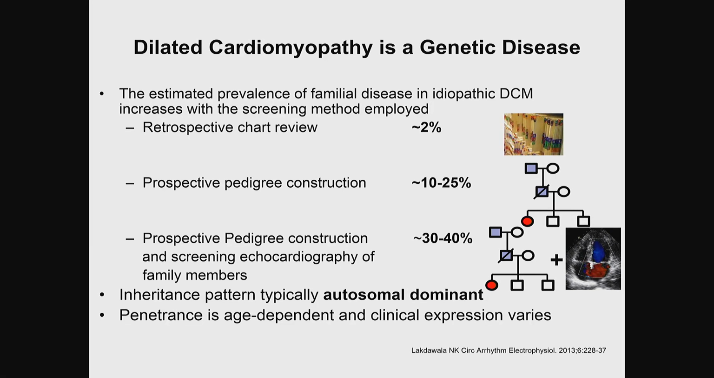However, when prospective pedigree construction was performed, and then combining careful family history with echocardiographic screening of first-degree family members, up to 30 or 40% of previously considered idiopathic DCM is recategorized as familial. From these families, we've learned that the inheritance pattern is typically autosomal dominant, and as is the case with hypertrophic cardiomyopathy, penetrance is age-dependent with variable clinical expression.